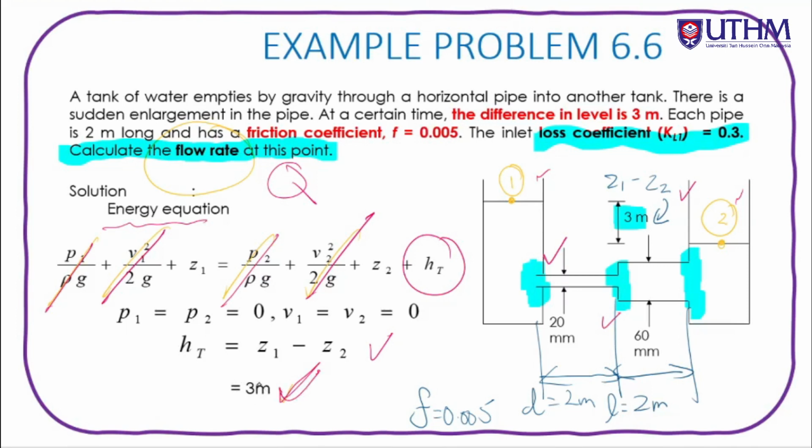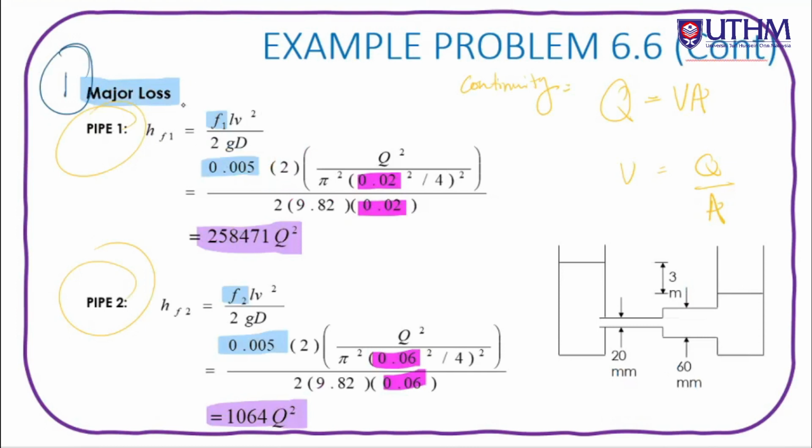Okay, tapi this is not the answer that the question asks us to find. So the question asks to find Q. Okay, so based on this information, kita kena cari Q. Nak tak nak, kita kena buat satu-satu juga. Okay, so for major losses, kita ada dua major losses due to pipe yang ni dengan pipe yang ni. Okay, so kita tahu this is the equations. The F is sama untuk kedua-dua. Okay, the difference is that in terms of dia punya diameter. Diameter, the first one is 20 mm, the second one is 60 mm.